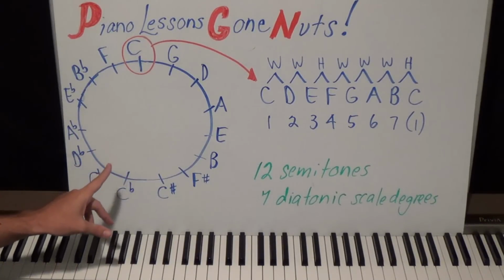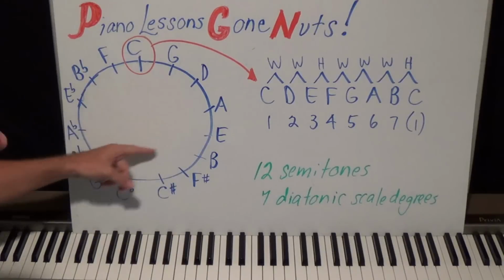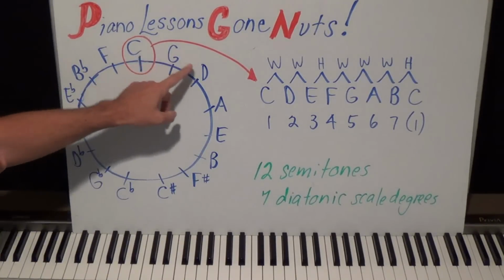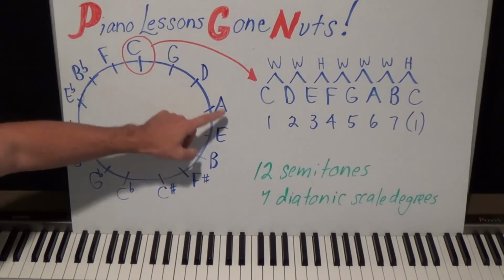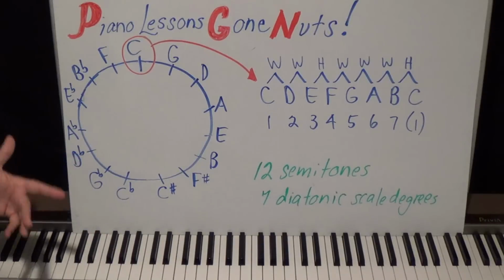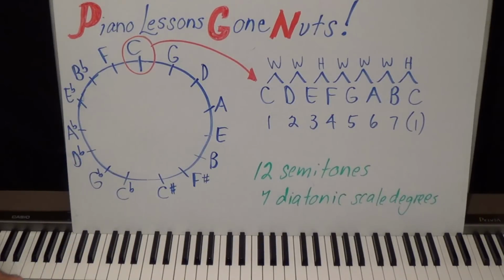Now first, what is this thing called? I'll give you that one. It's called the circle of fifths. As we go this way on the circle of fifths, what are we doing? You should be able to answer that question from the previous lessons we've had.